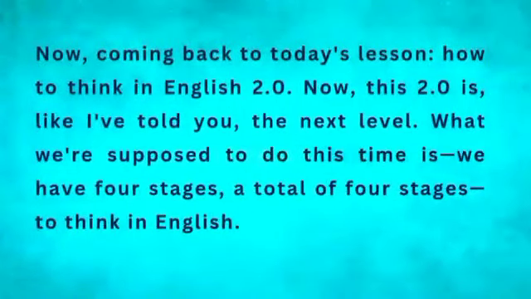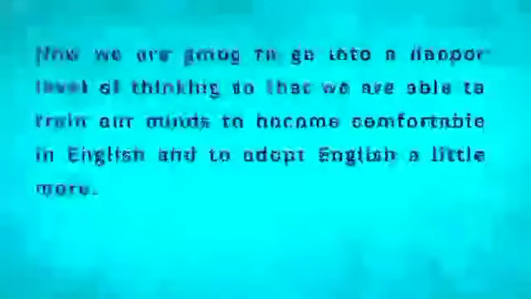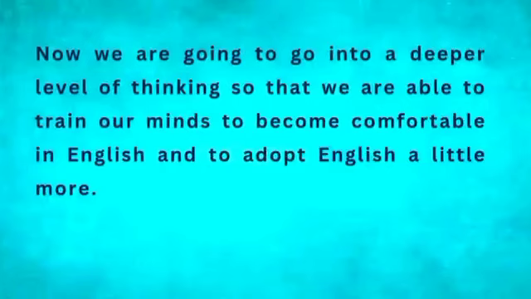Now, coming back to today's lesson, How to Think in English 2.0. Now, this 2.0 is, like I've told you, the next level. What we're supposed to do this time is we have 4 stages, a total of 4 stages, to think in English. Now we are going to go into a deeper level of thinking so that we are able to train our minds to become comfortable in English and to adopt English a little more.